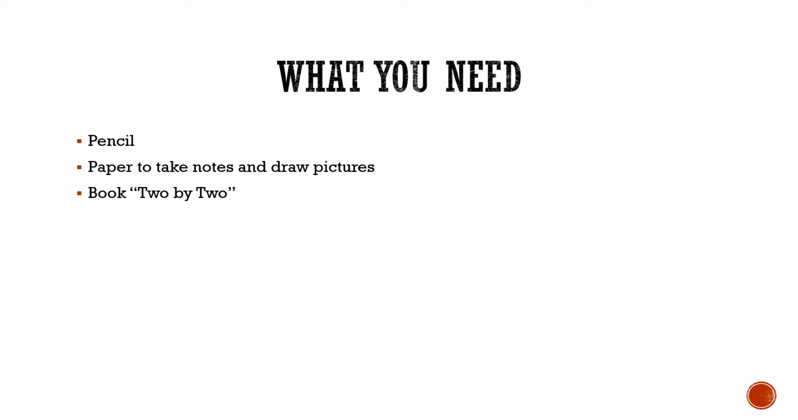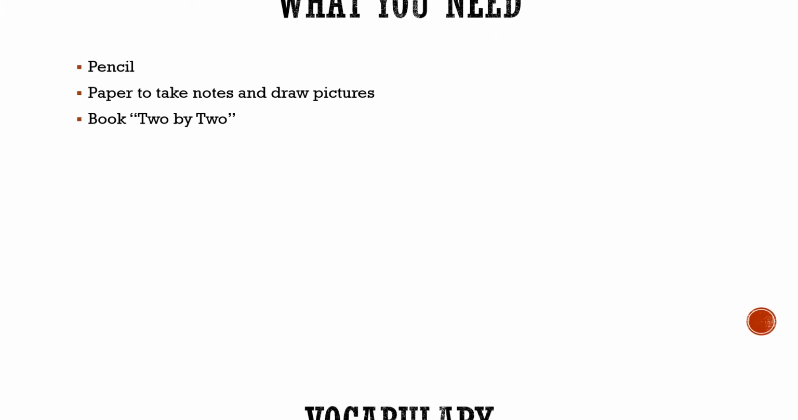Okay, so what you'll need: just a pencil, some paper to take notes, or you can draw pictures of the different cycles of a chicken's life, and of course the book 2 by 2 we looked at on Monday.